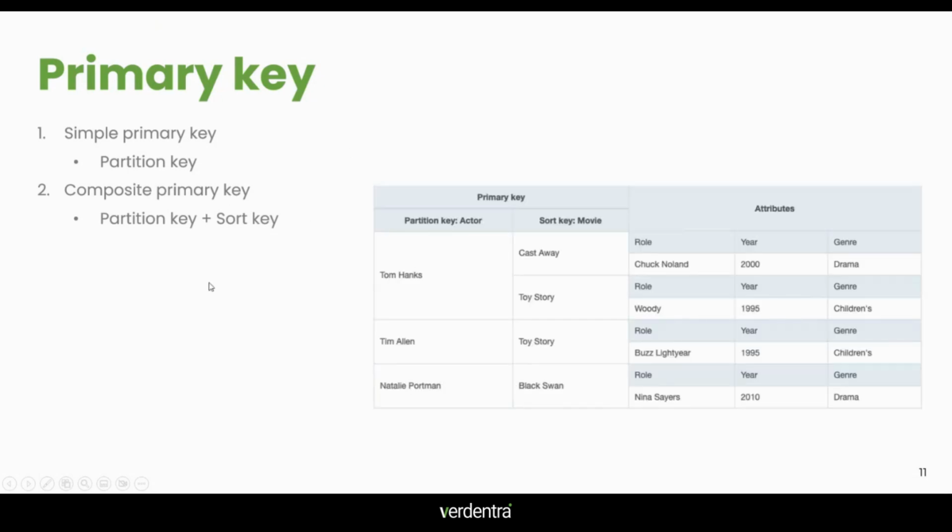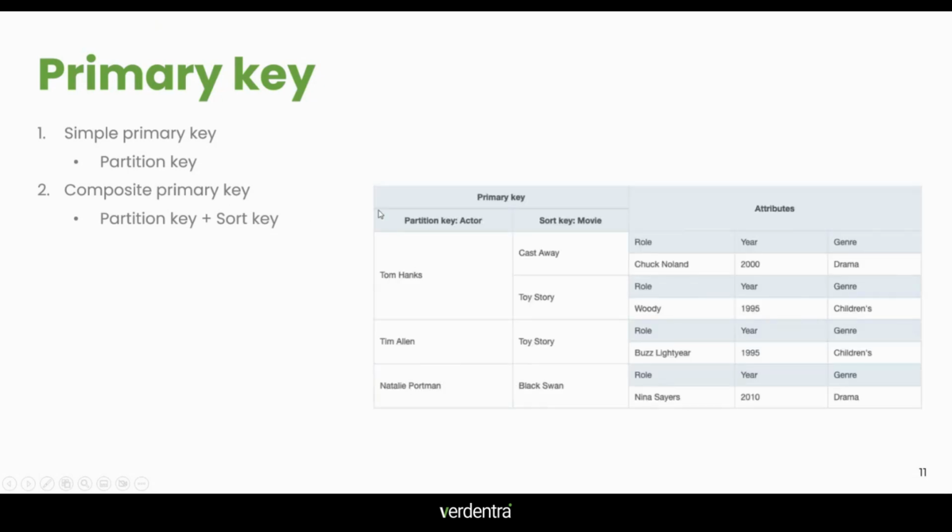Okay, so let's talk about the primary key. You have two types of primary keys. The first type is the simple primary key, as you saw, and you also have something called a composite primary key. In a simple primary key, you only contain a partition key. We'll talk about what the partition key is in a while as well. But in composite primary keys, you have two keys: the partition key and an additional key called the sort key. Sometimes these are referred to as hash key and range key, but the official terminology is partition key and sort key.